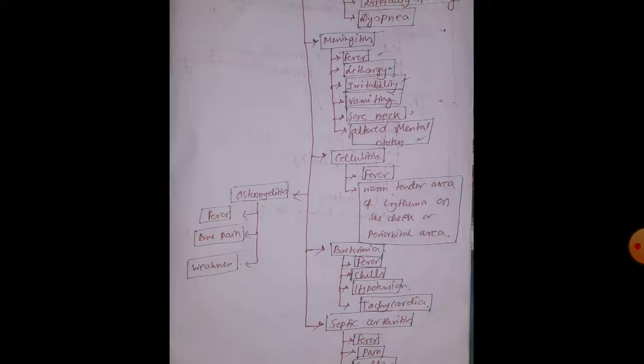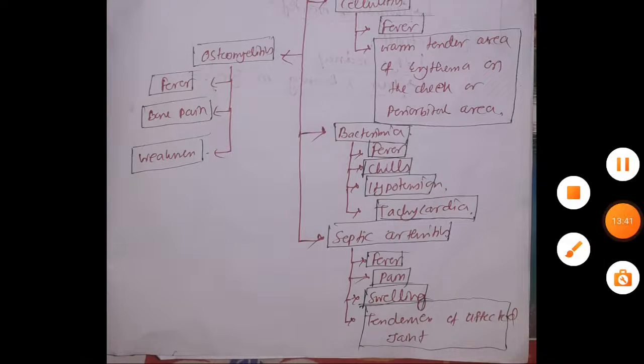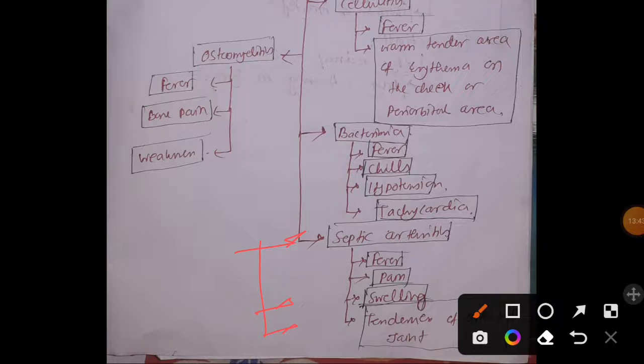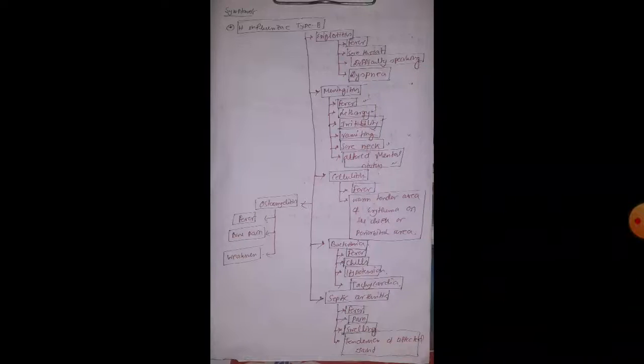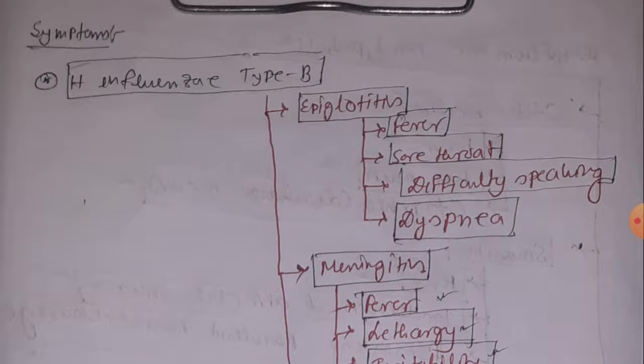After cellulitis you can also get osteomyelitis. This is a problem in the bone, with bone pain along with weakness. And septic arthritis, that is a complication in the joint. This includes fever, pain, swelling, and the last and very important one, tenderness in the area of the affected joint. So that is the concept of symptoms of Haemophilus influenzae, and I have also discussed how you can remember this very clearly.